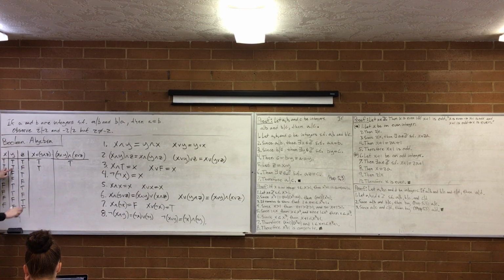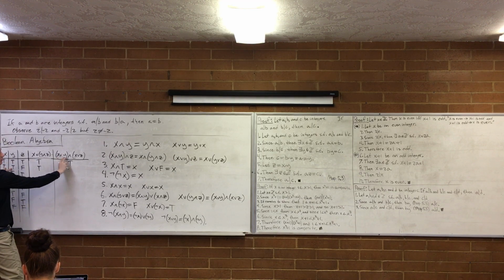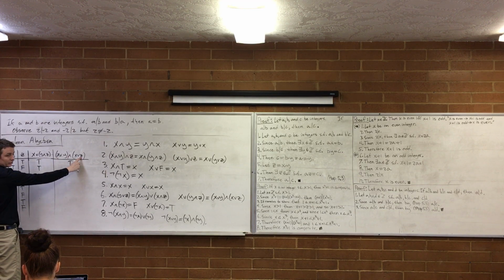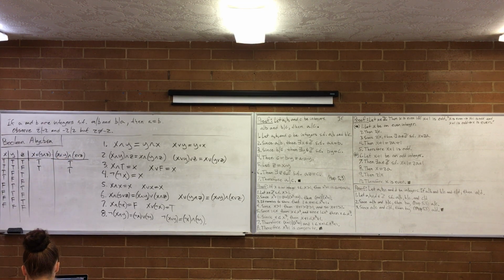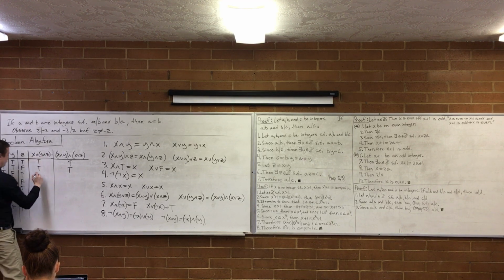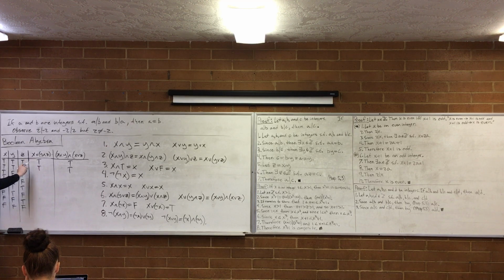Now, let's see. Z is the only thing false. Everything else is true. But true or false is true. This is true. True and true is true. Right. Next one. Y is the only one false. True or anything is still true. In fact, let's not waste our time. This statement we know is true every time X is true. Right?